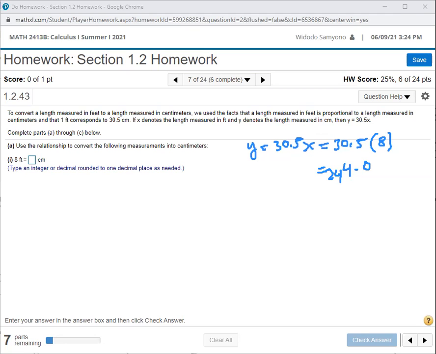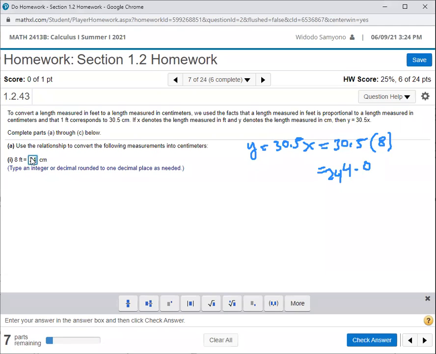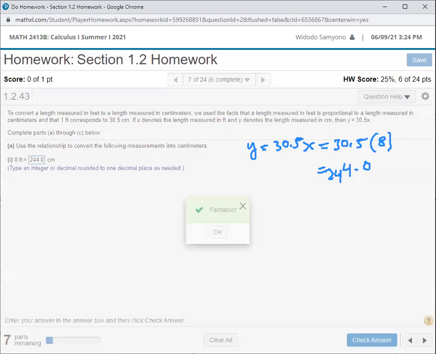Okay, so you need to put the answer here and check the answer, right? So this is a different answer. And then you need to go to the next one.